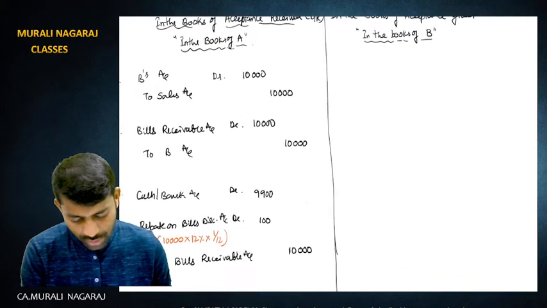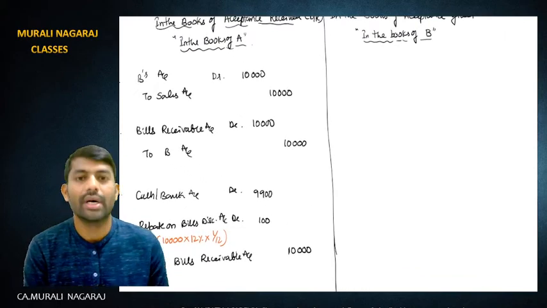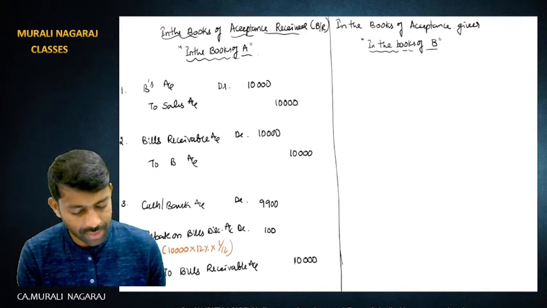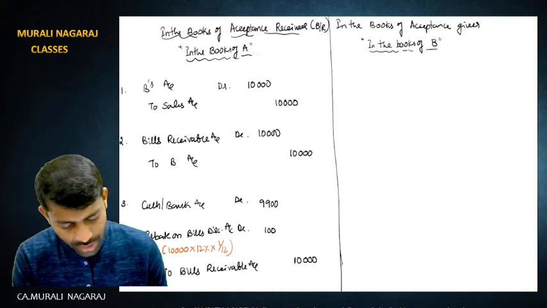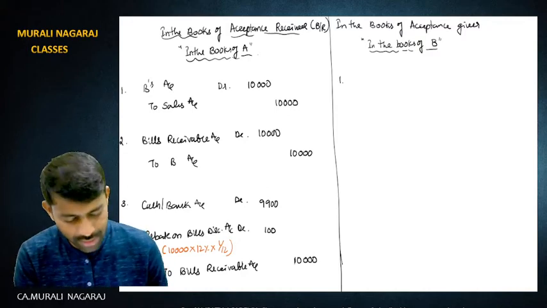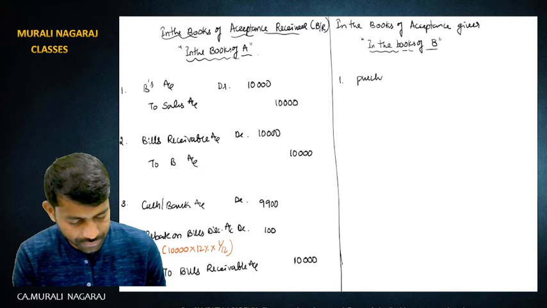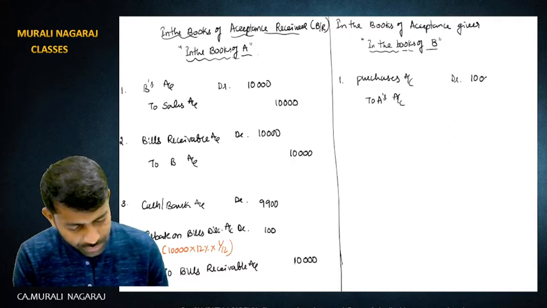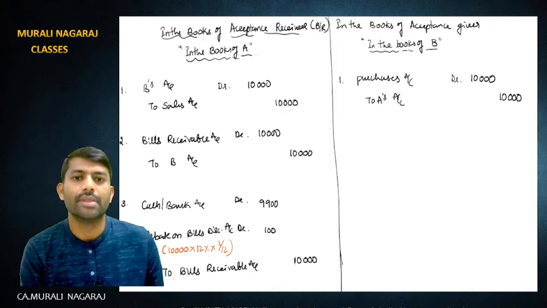Now, let us come to the corresponding entries in the books of the acceptance giver. For him, look out. Here, what is sales for him is purchases. So the first entry is, it is a purchases account debit to A's account 10,000. It is a purchases.